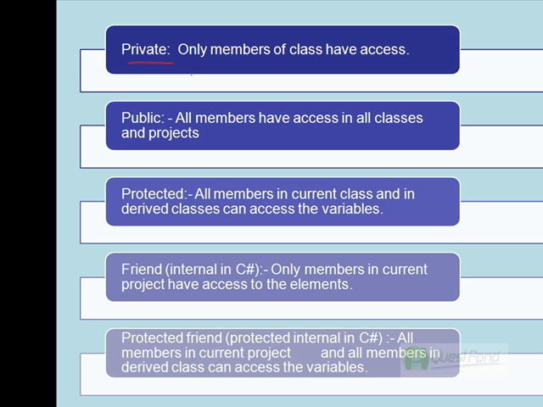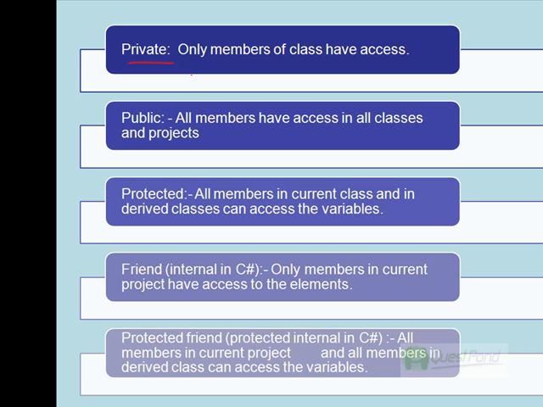The second kind of access which you can implement in C# is public. All the members who can create the object of the class can have access to that property. So in other words, the time you define public, all the members have access to all the classes, all the projects, all the properties, all the functions you define.